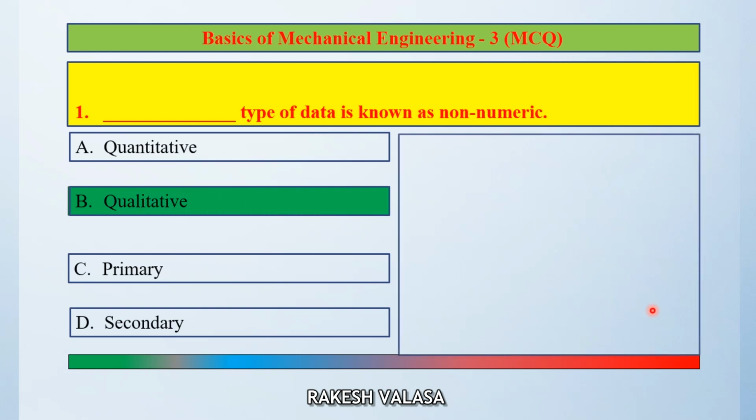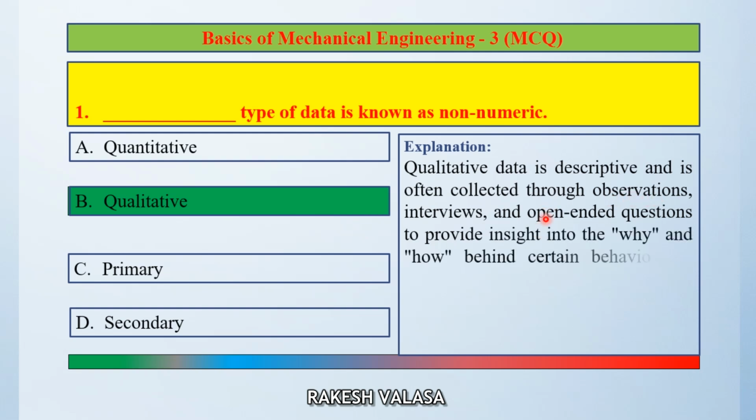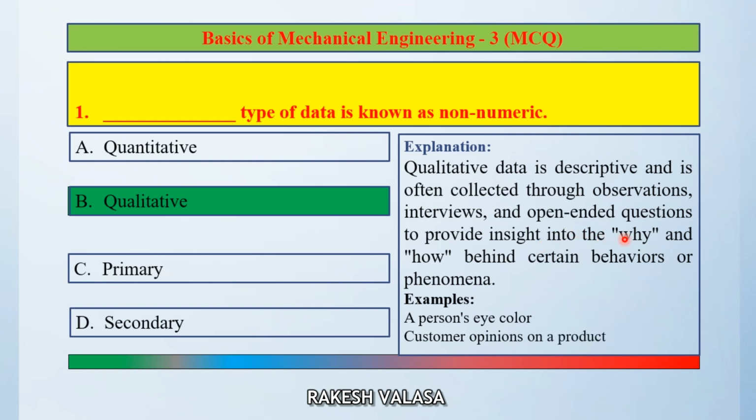Let us see the explanation. Qualitative data is descriptive and is often collected through observations, interviews, and open-ended questions to provide insight into the why and how behind certain observers or phenomena. Examples: a person's eye color, customer opinions on a product. So the correct answer is option B qualitative.